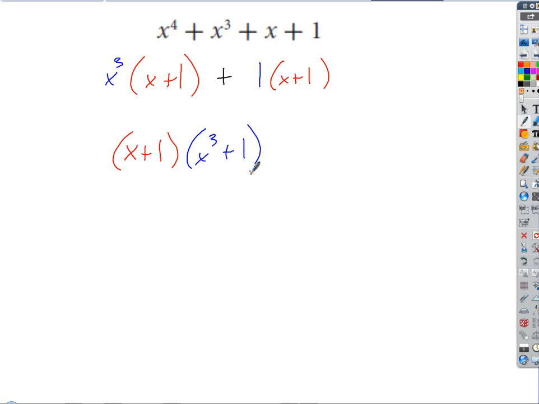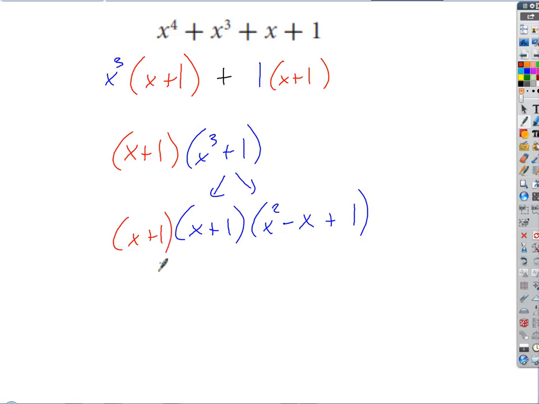Yes, I can, because this is a sum of cubes, isn't it? So I can split this one up into x plus 1 times x squared minus x plus 1. Okay, good. So we can recognize that A is x and B is 1. We'll use that pattern: A cubed plus B cubed is A plus B times A squared minus AB plus B squared. And then I've got my x plus 1 out front.